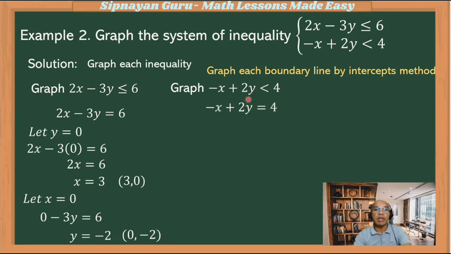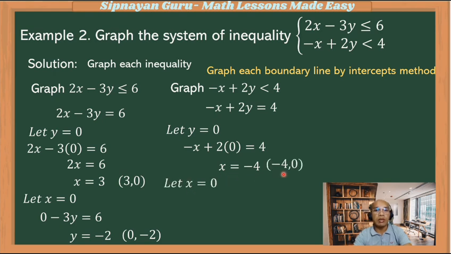For the second inequality, change this one into an equation. So let y be equal to 0 and solve for x. So this is negative x is equal to 4. Then divide both sides by negative 1 to solve for x. So our x is negative 4. The ordered pair is negative 4 and 0.